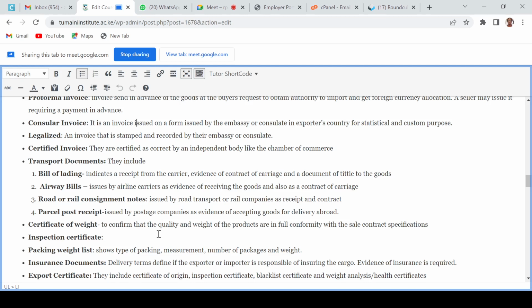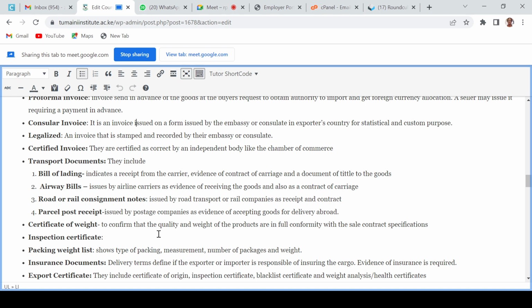Two, there is what we call airway bills. So airway bills are issued by airline carriers. So kama mzigo inaenda na ndege, tunakuwa na airway bill issued by airline carriers as evidence of receiving the goods, also as a contract of carriage.